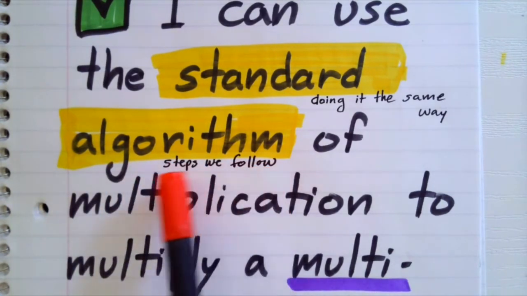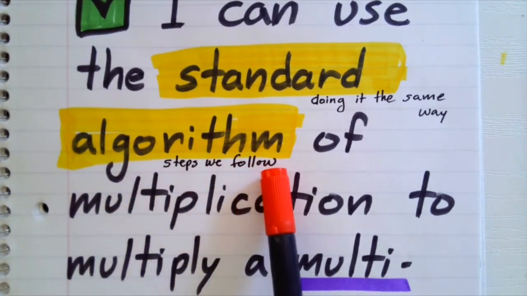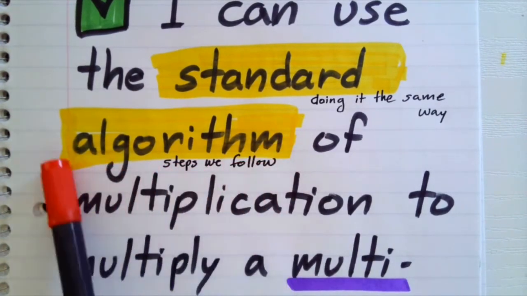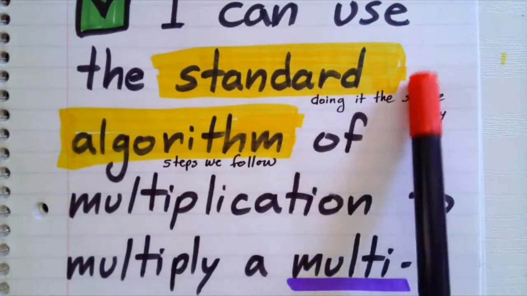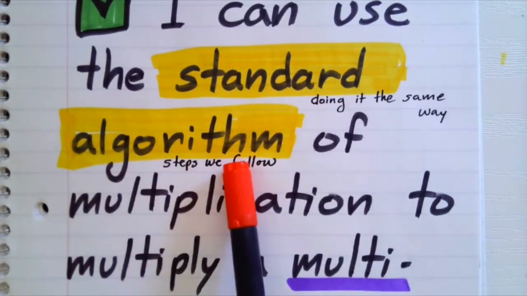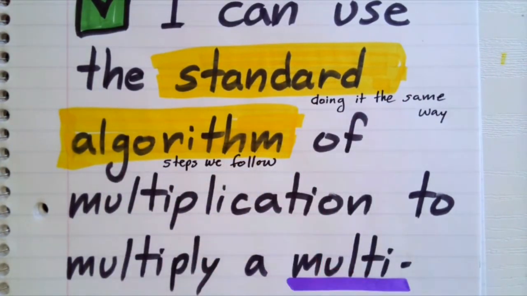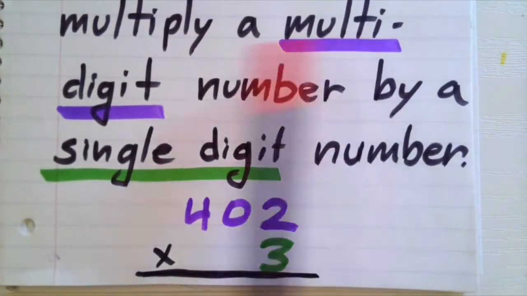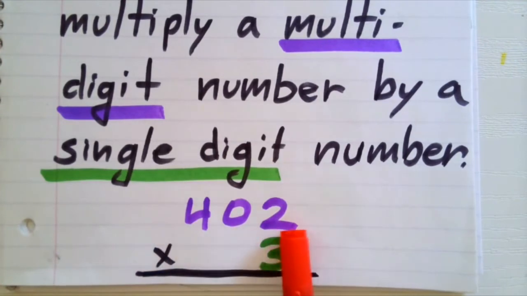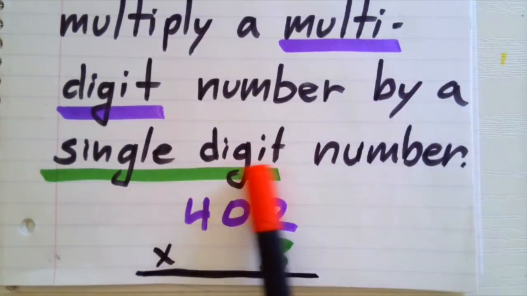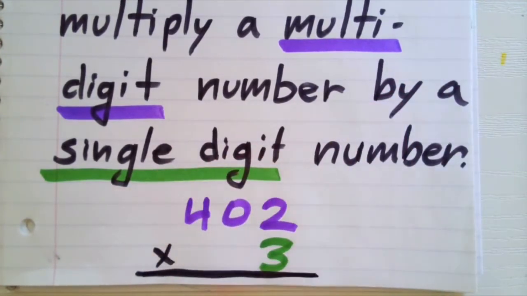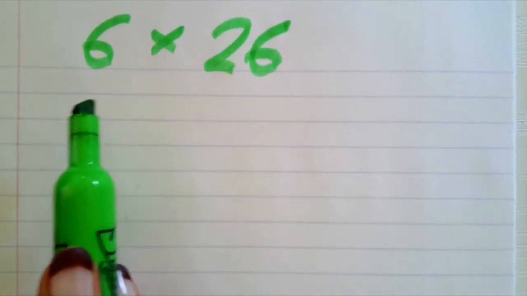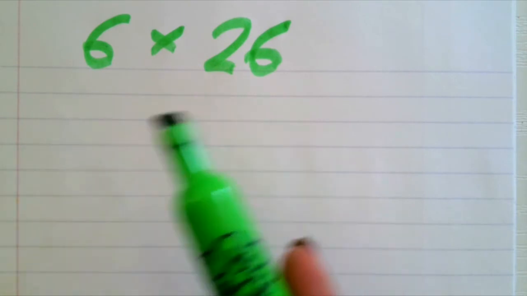An algorithm is a series of steps that we follow to do something. So the steps that we follow to multiply a certain way, the same way every time, we call the standard algorithm of multiplication. Here is our example of a multi-digit number, 402, being multiplied by a single-digit number, 3. Go ahead and get a piece of paper and something to write with, and write this at the top.